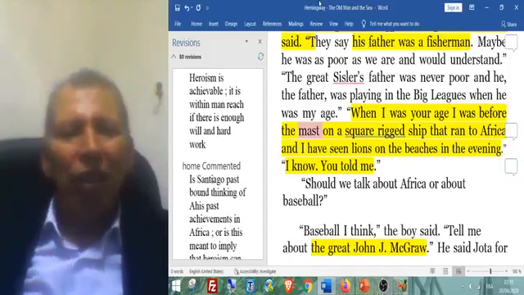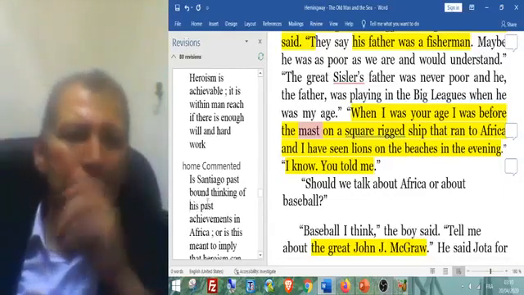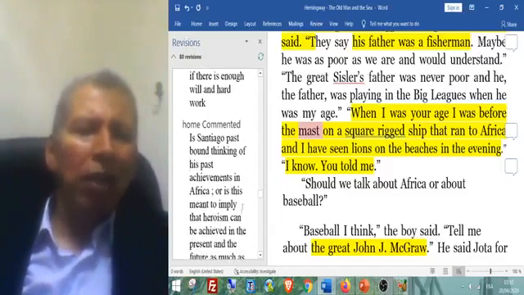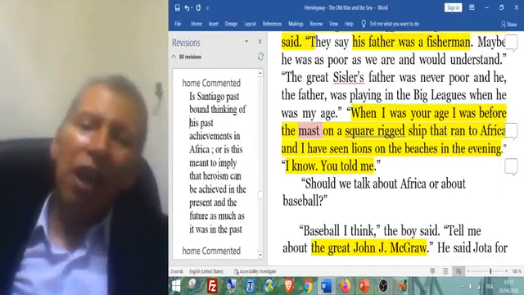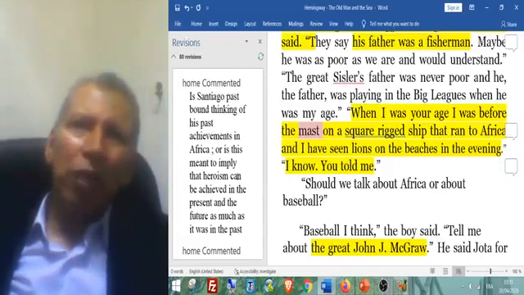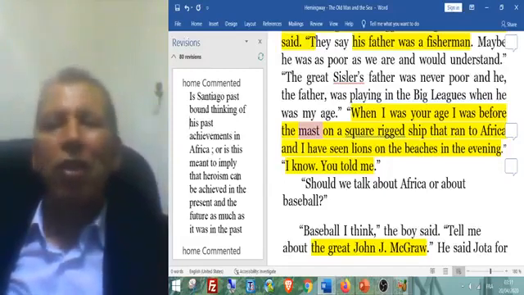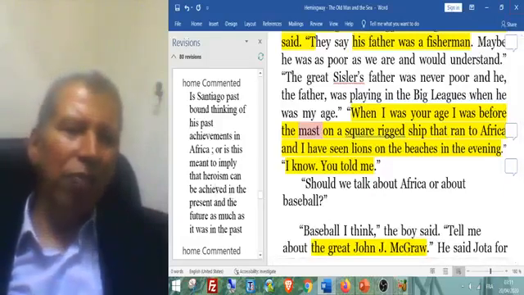Thinking of his past achievements, and that's all. Is he a prisoner of the past, of his achievements in Africa? Or is this meant to imply that heroism can be achieved in the present and the future as much as it was in the past? I think this is the message. Santiago is remembering his past, remembering who he was, remembering his past achievements, but he has not given up on present or future achievements.